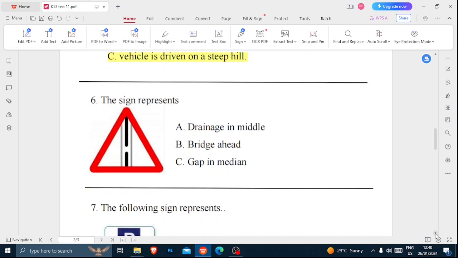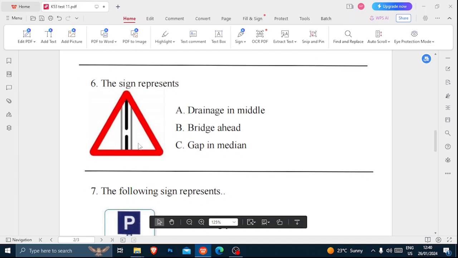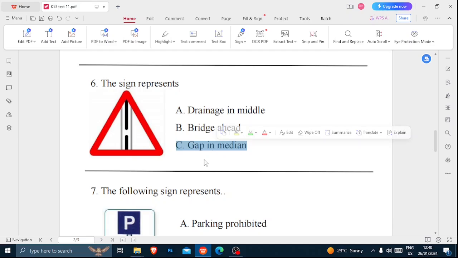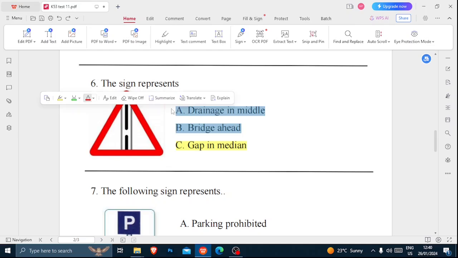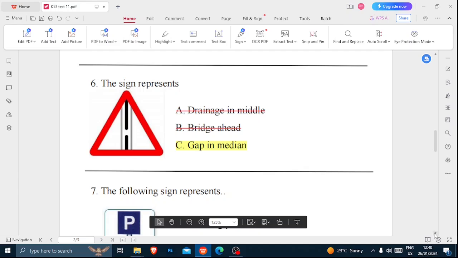Now let's look at number 6. This sign represents, now looking at this sign, right, is it a drainage in middle, a bridge ahead, or a gap in middle? Now you can see that this one is a gap in middle sign, so this one is the correct answer there. At this point, I expect you to know all your road signs, right? Remember to know all your road signs, it's very important, right?